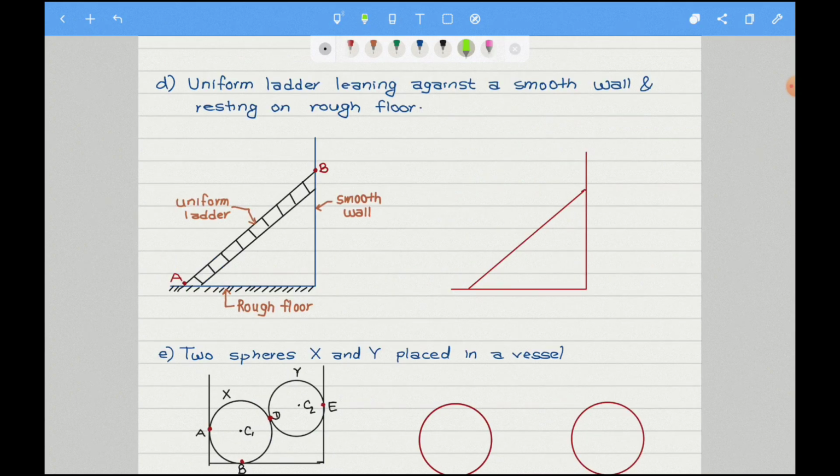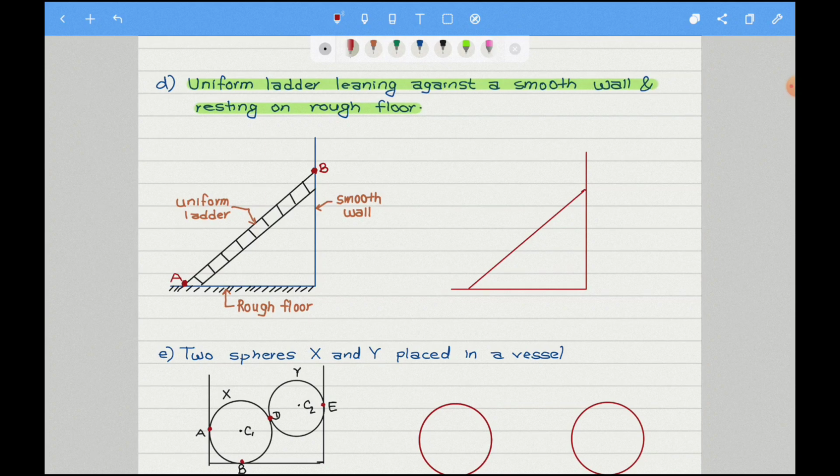The fourth example over here is that of a uniform ladder leaning against a smooth wall and resting on rough floor. So in the figure we can see that there is a uniform ladder that is leaning against a smooth wall. That means there is no friction between the wall and the ladder. But the ladder rests on rough floor, meaning that there is friction between the floor and the ladder. Altogether, there are two contact points, that is the contact point A and the contact point B. That means there should be two reaction forces RA and RB.